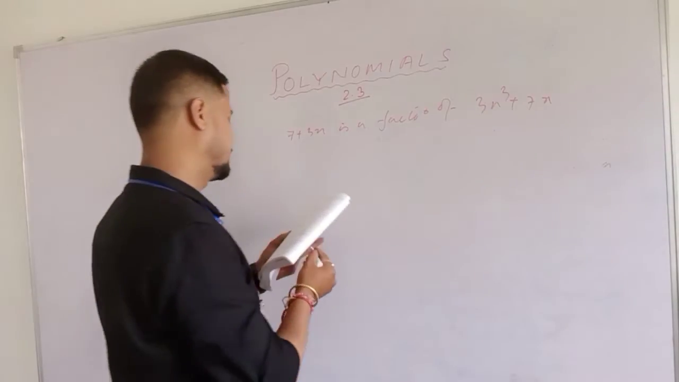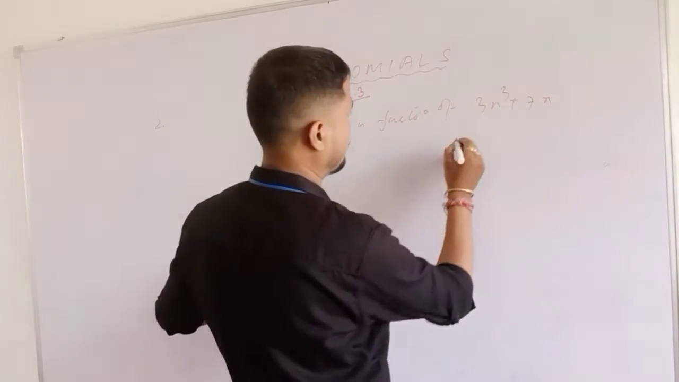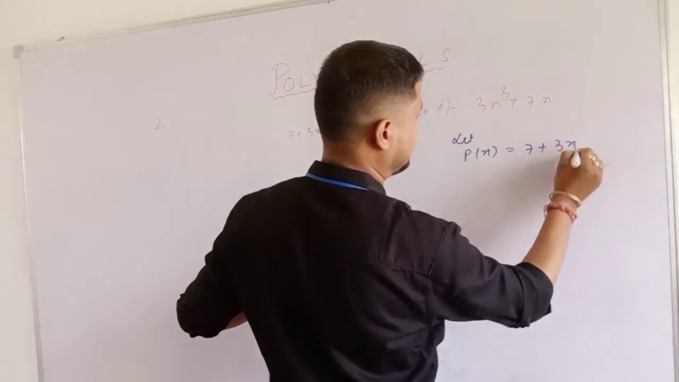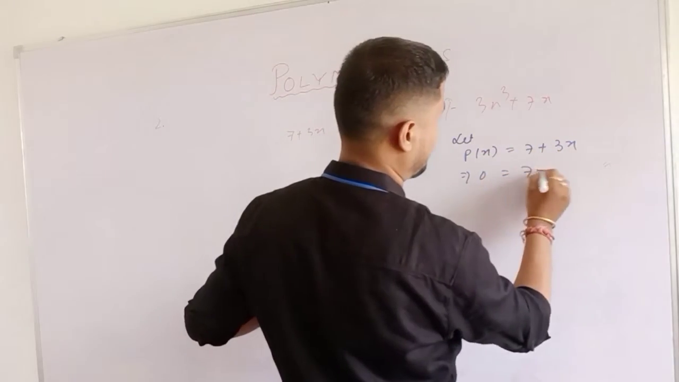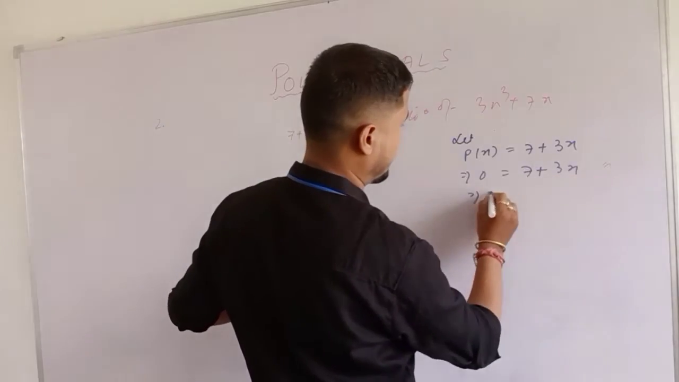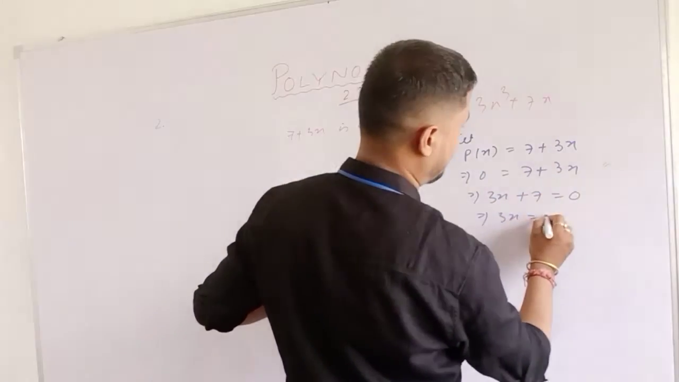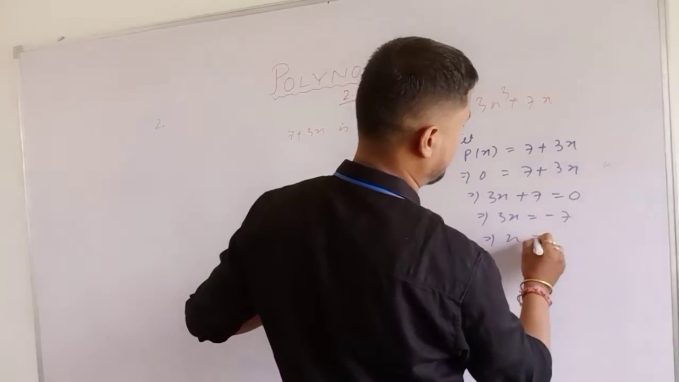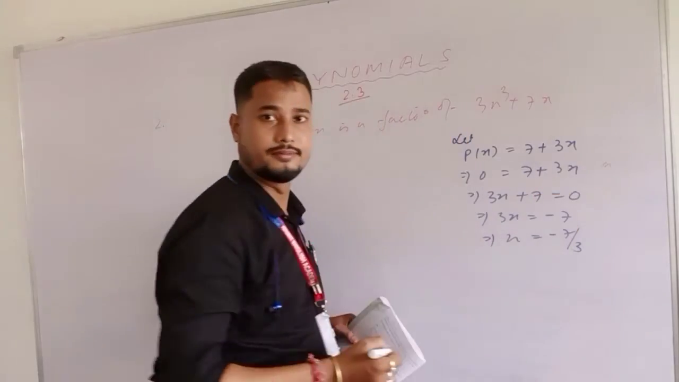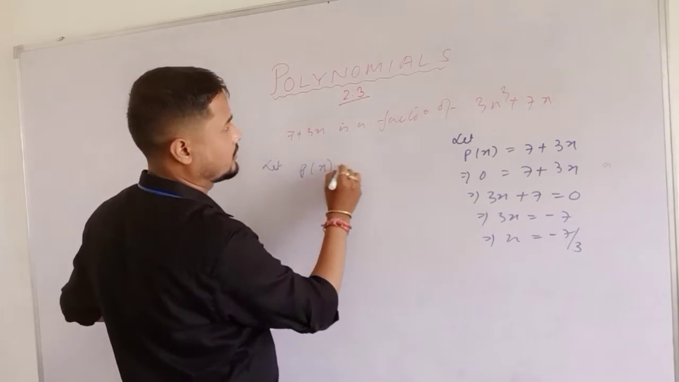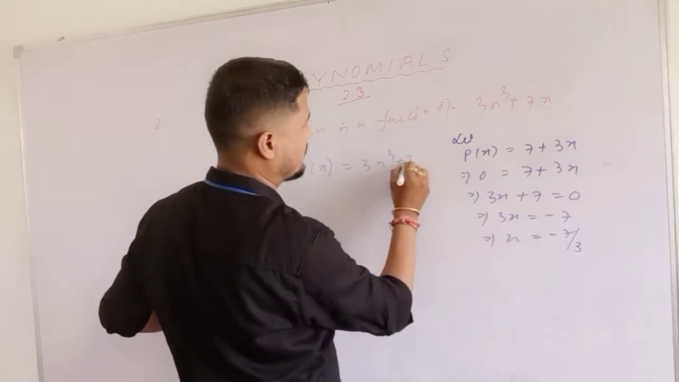Let 7 plus 3x equal to 0, so 3x plus 7 equal to 0, 3x equal to minus 7, which implies x equal to minus 7 by 3. Again, let p of x equal to 3x cube plus 7x.